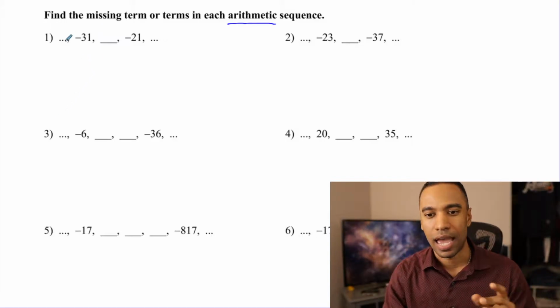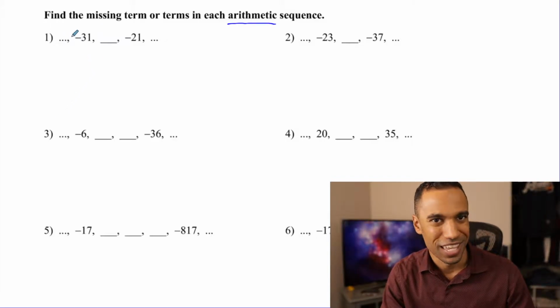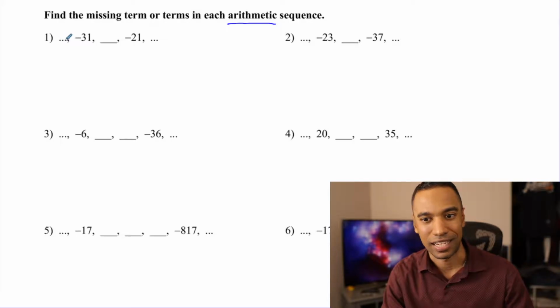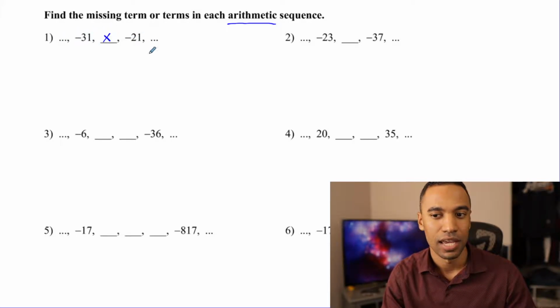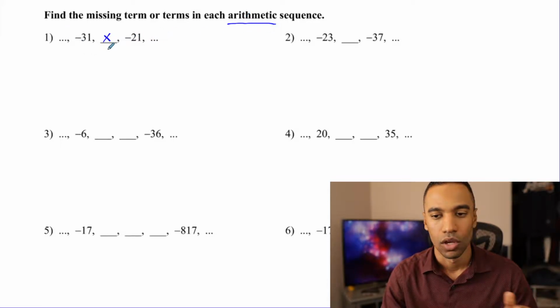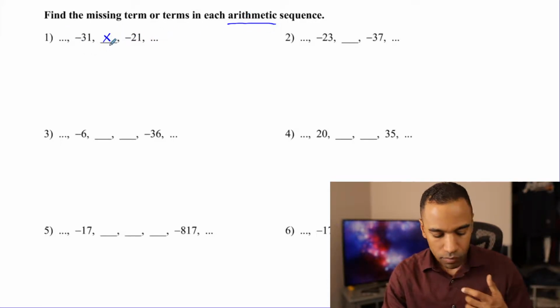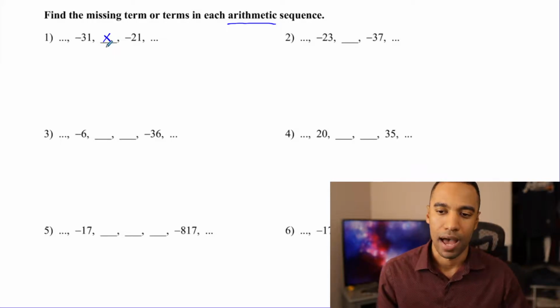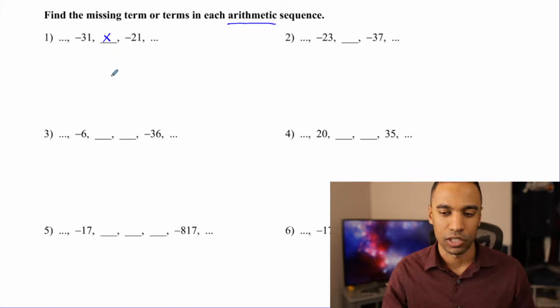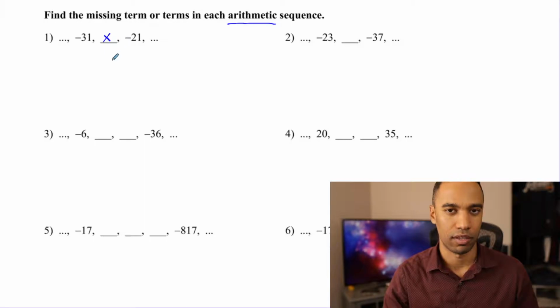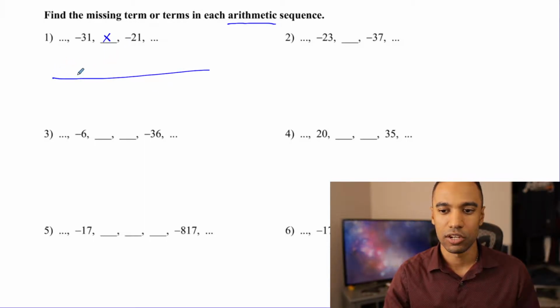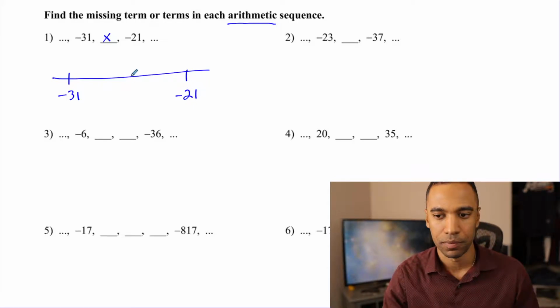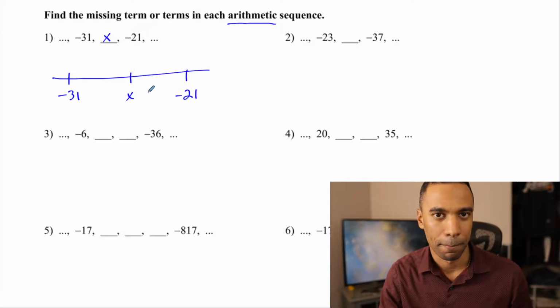So number 1, I have a list here: some numbers, -31, some unknown number I'll call x, and -21. What is the missing value? What's true about something like this, where the missing value is equal length apart from these two, is that if I consider this like a number line, where -31 was here and -21 was here, then this missing number would be in the middle.